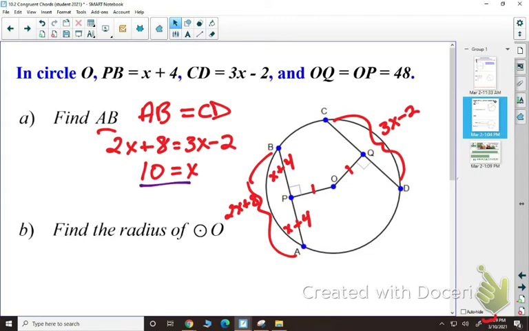Well, we said that AB was 2x plus 8. So 2 times 10 is 20, and 20 plus 8 is 28. So the length of AB is 28.